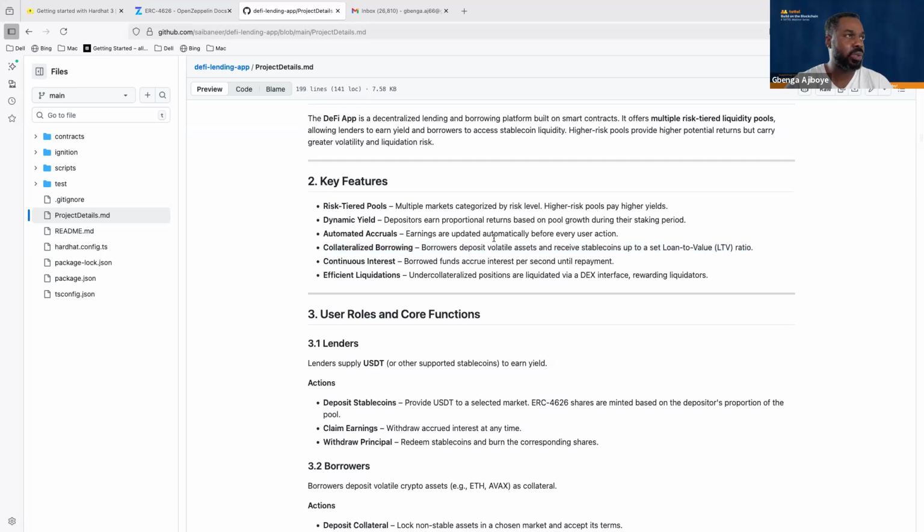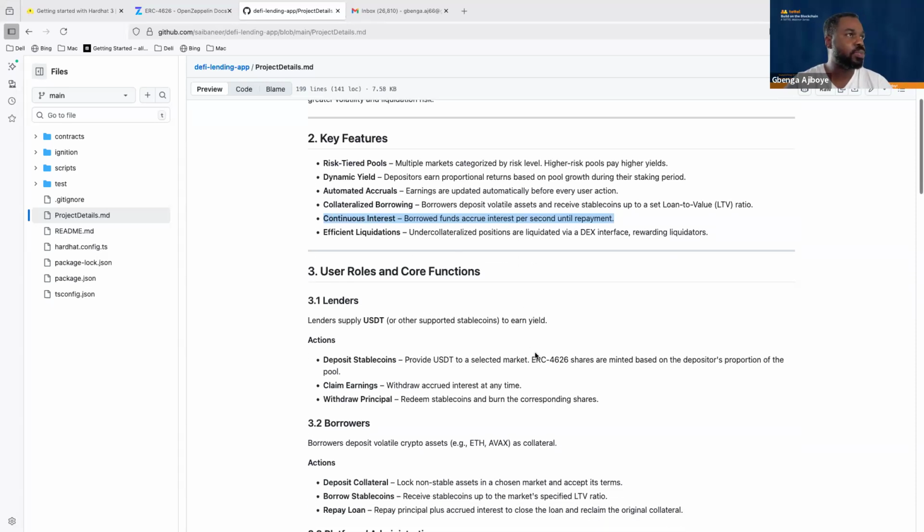Continuous interest. Yes, borrowed funds accrue until repayment. Previously we talked about using Taylor series for this. I'm thinking about it. I might not. I don't know, it depends. Efficient liquidations.